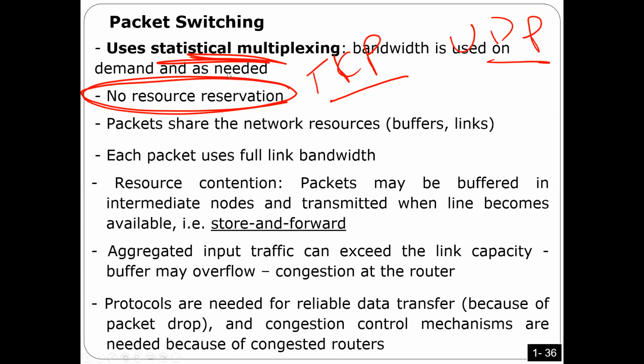Statistical means the bandwidth is used as needed. I'm not going to reserve bandwidth for you. All of us share a certain bandwidth. Maybe at this moment you are getting too much bandwidth, and at another time you don't use any bandwidth and someone else is using it. You got what I'm saying? So that's why we call it statistical.